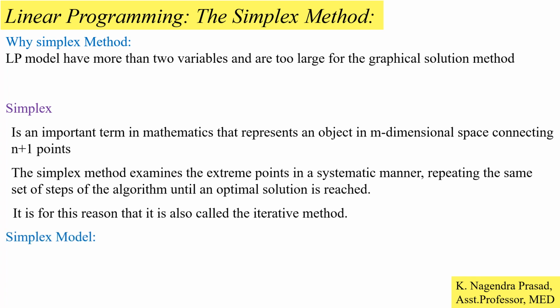So now we have to see the simplex model. We already discussed that this method is used when the decision variables exceed 2. Let's see an example. Maximize x1 minus 7x2 plus 2x3. Here x1, x2, x3 are the decision variables, which are 3 in number. In this type of condition, I have to go for the simplex method.